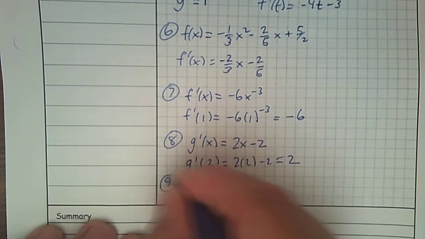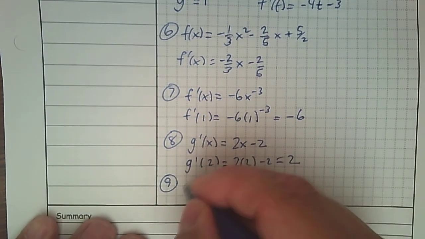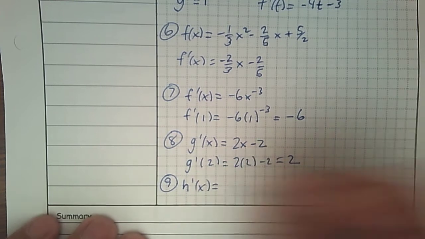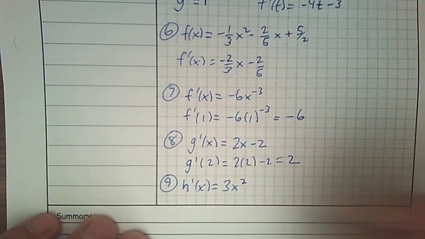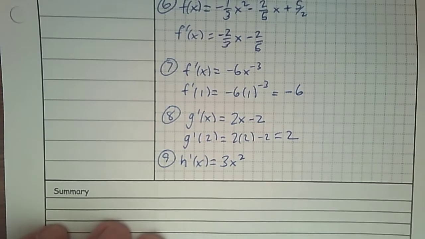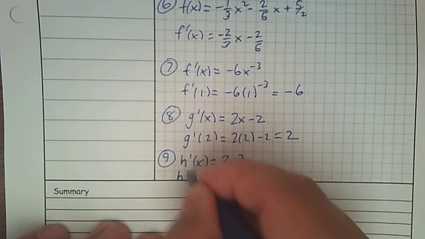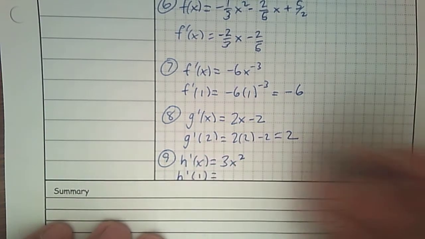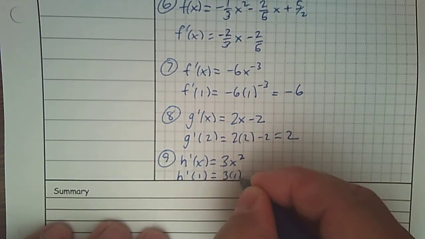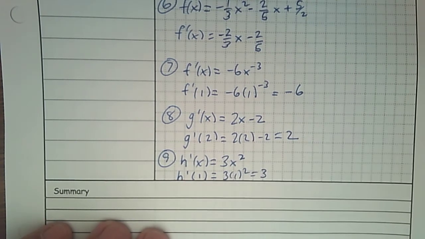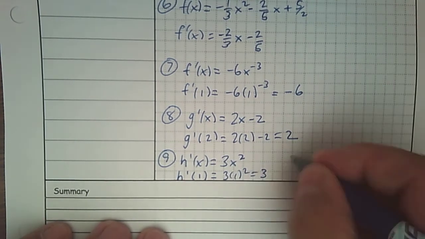Number 9, take the derivative. That is 3x squared. The derivative of negative 1 is 0. Then I just need the x coordinate, which is positive 1. So when I plug in positive 1, the answer is 3. The last one here, I'll sneak that in right here.